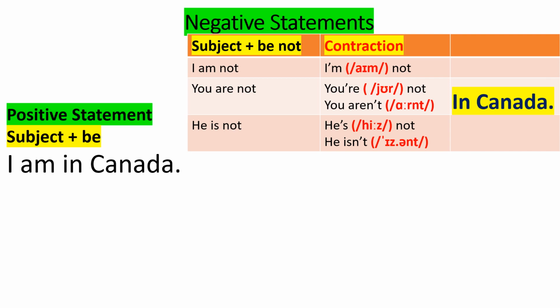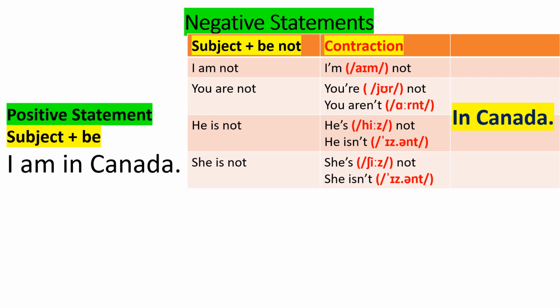If the subject is he, the be form is is. So he is not in Canada. It is also contracted in two ways. Either we contract he is to he's not in Canada, or is not is contracted to isn't. He isn't in Canada. The stress is on the first syllable, so isn't. He's not in Canada or he isn't in Canada.